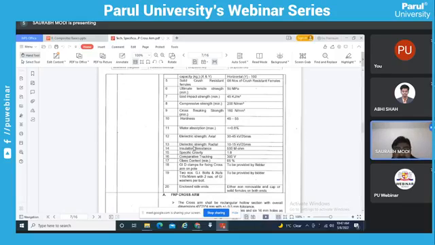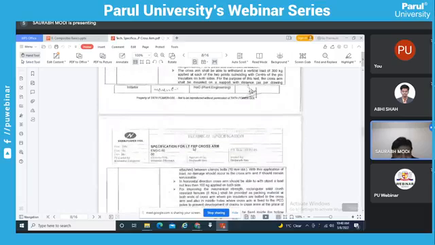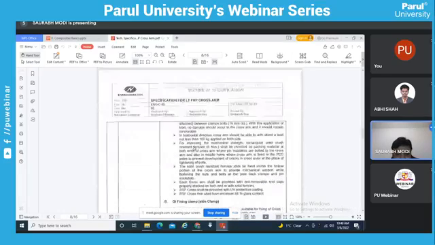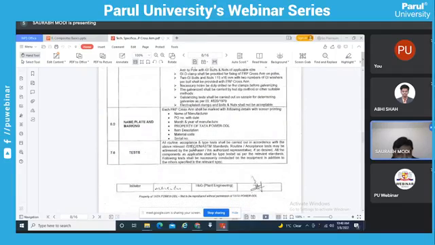Izod impact strength, the compressive strength, cross breaking strength, hardness, water absorption, dielectric strength. So these are the properties we need to achieve. If we are not able to achieve them, then it's not possible to produce it. And at the same time, these are the other, this is the accessories.